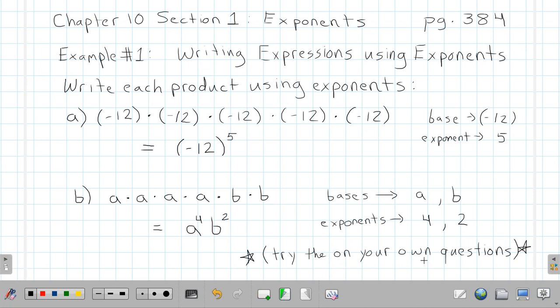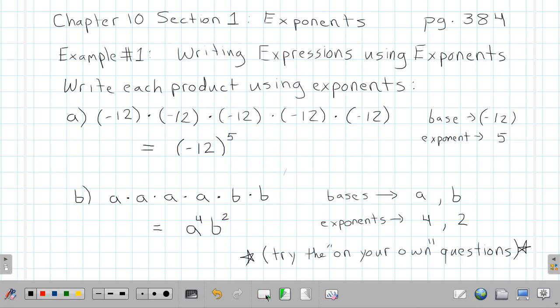So we are going to skip those in terms of what's going to be going on in these videos. Just for future reference, we'll go through examples, and if there are any on your own questions, I am going to ask you to do them on your own, and like I said, I'll provide you with the answer so you can check your own work.